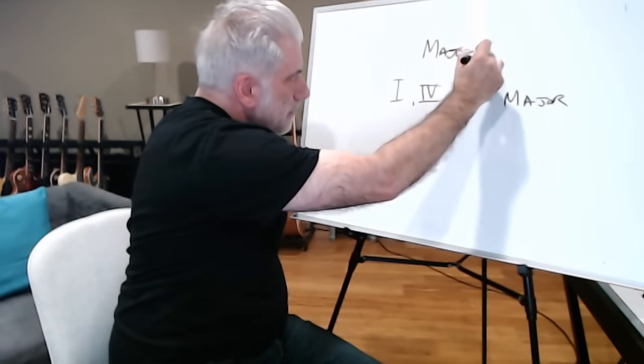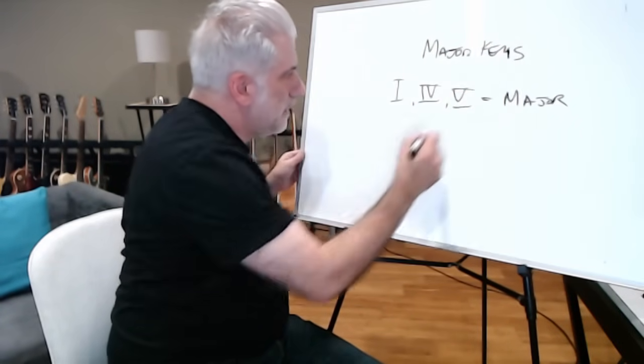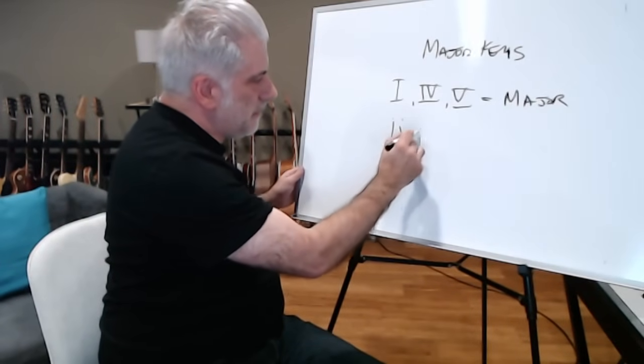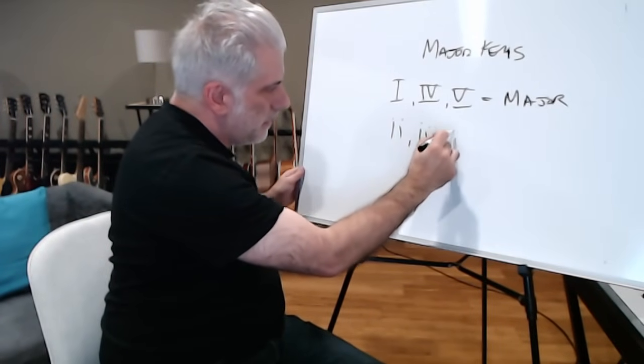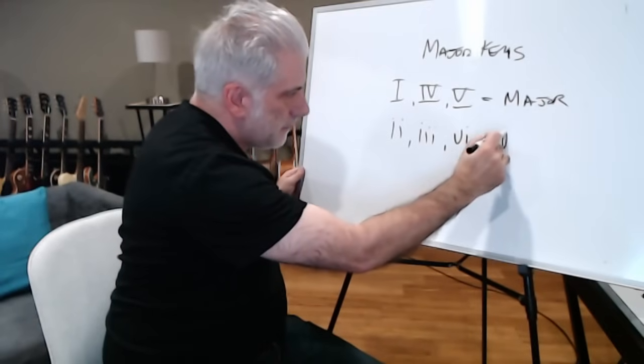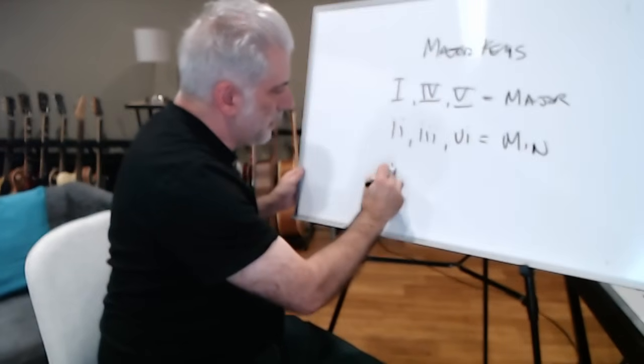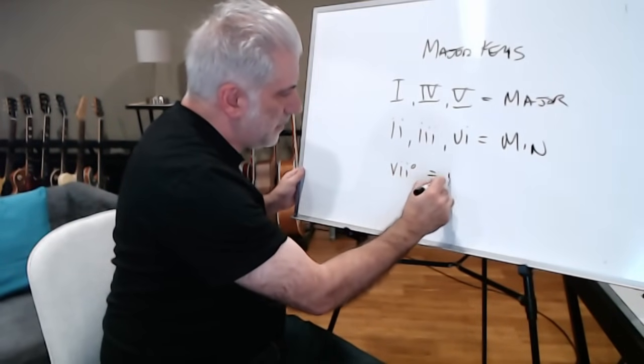Major keys. 2, 3, and 6 are minor, and your 7 chord is diminished.